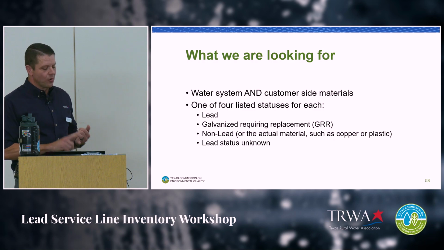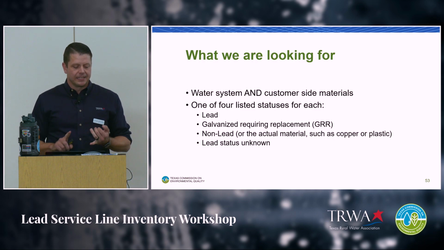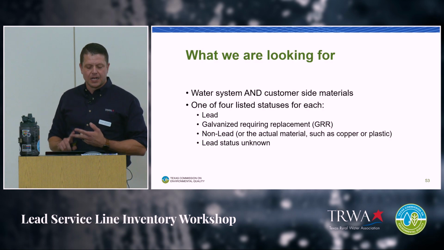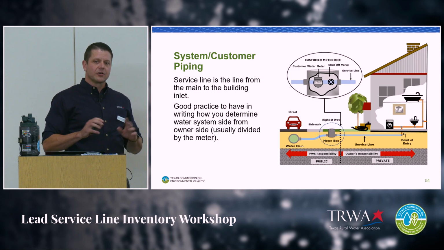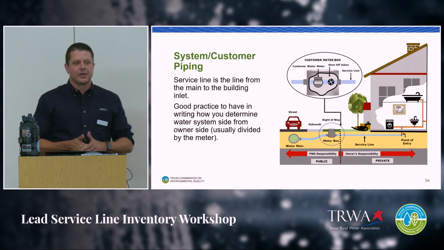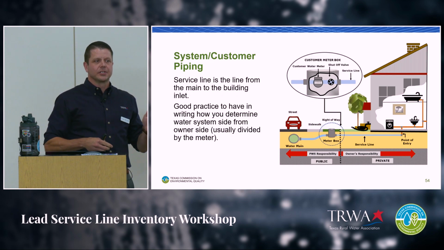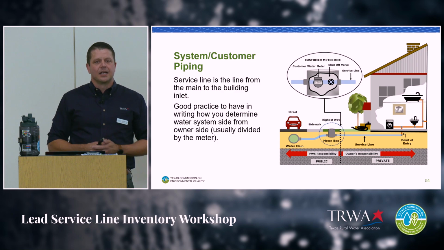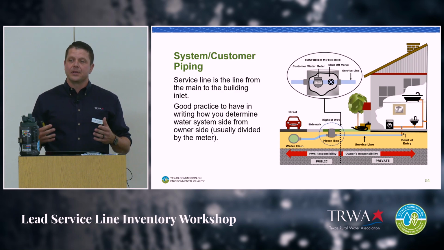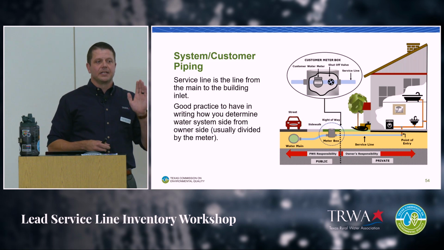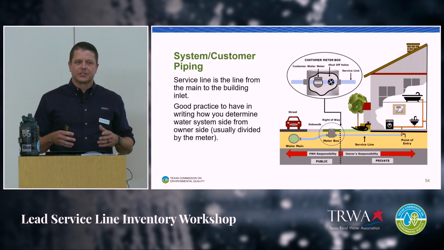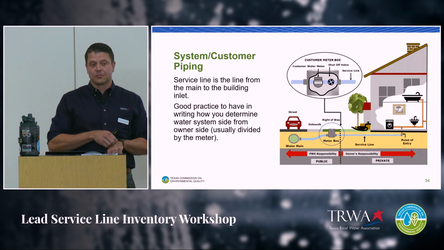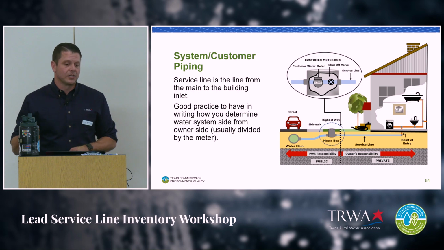And they have to be listed as one of four categories or statuses: lead, galvanized requiring replacement, non-lead, and then lead status unknown. So just to clarify, I know for water systems, being a previous operator as well, a service line for me was from the distribution to the meter. The definition of service line for EPA in this particular case is from the distribution main line to the inlet of the home. So just to clarify and make sure we all understand, that's what we're referring to when we say a service line. It includes the customer side as well.